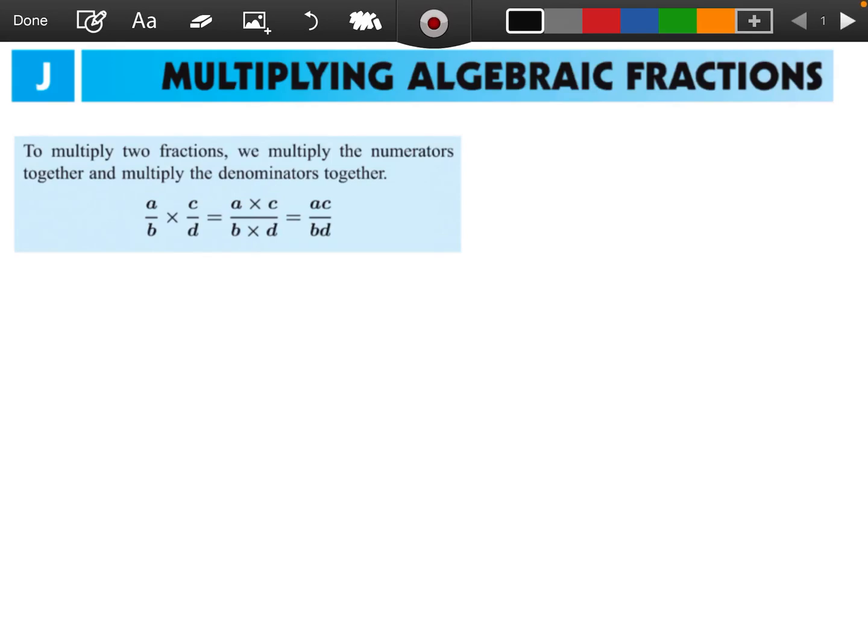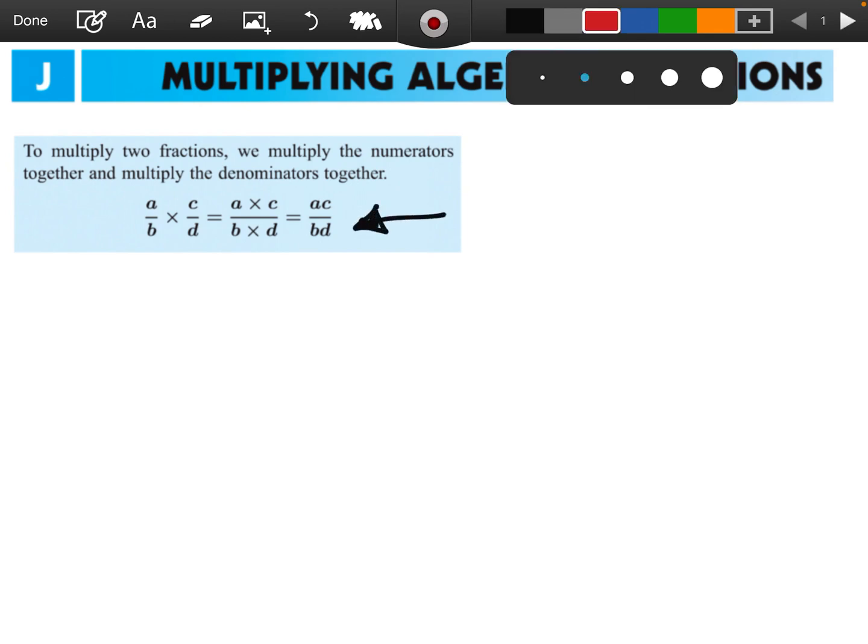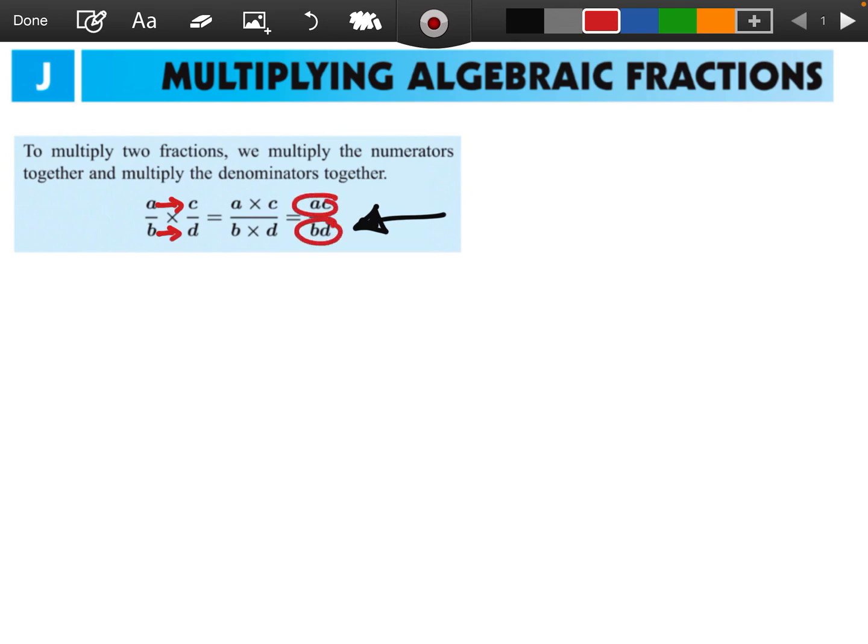Hi everyone, so this video is going to be about multiplying algebraic fractions together. Before we get to the actual multiplying of algebraic fractions, let's review how we multiply together any kind of fraction. You can see written here the basic format for how we multiply fractions. We multiply straight across the top, and then we multiply straight across the bottom. So we multiply the numerators together to get our numerator, we multiply our denominators together to get our denominator.